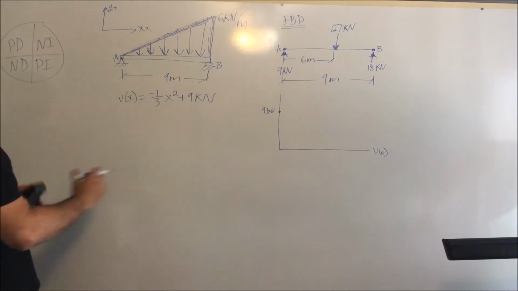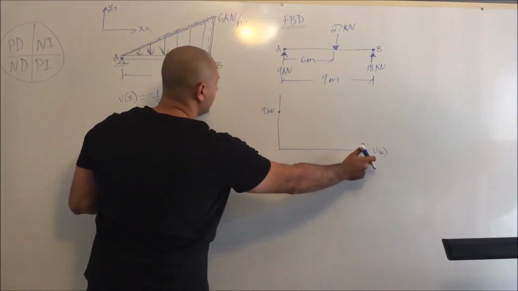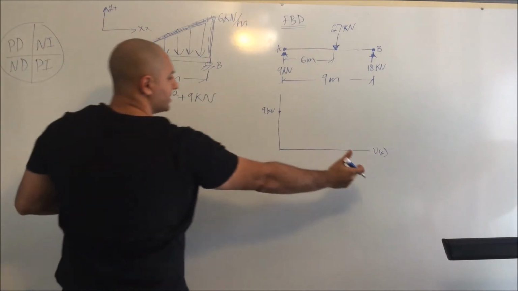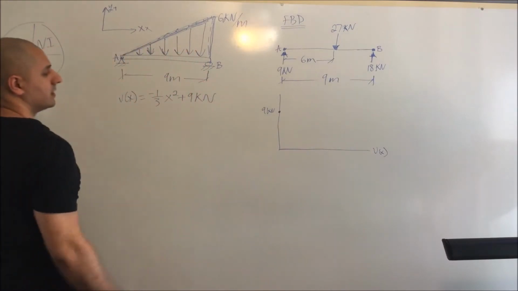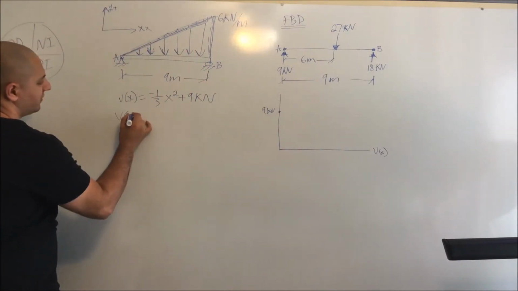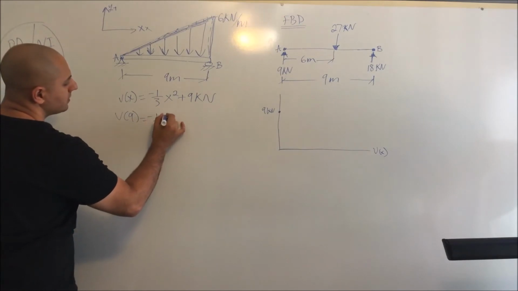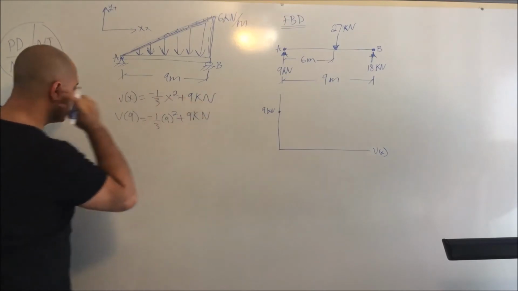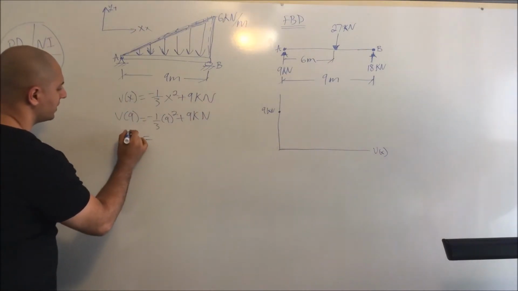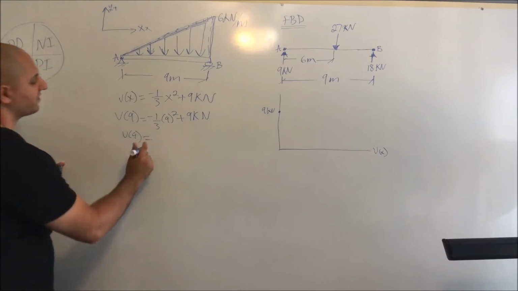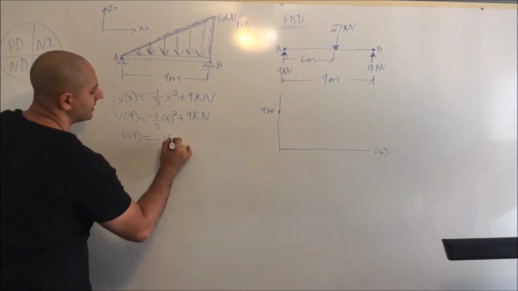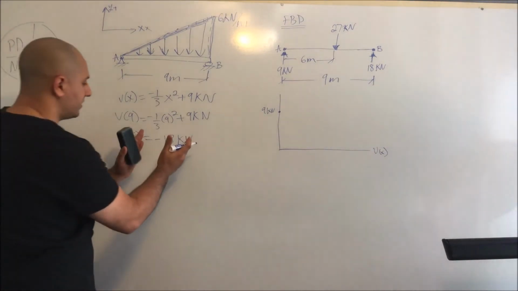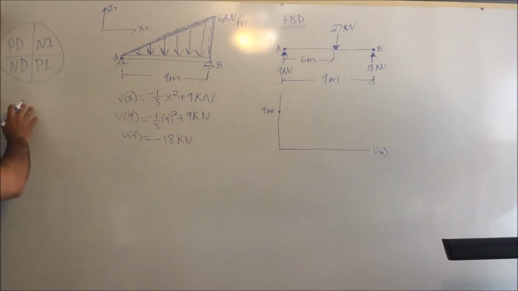What I need to do now is know exactly what happens at 9, since my distributed load continues all the way to the end at 9 meters. I want to know exactly what my shear is at this point. So V of 9 equals negative 1/3 times 9 squared plus 9 kilonewtons. Long story short, V at 9 will give me negative 18 kilonewtons. Okay? Once I solve for that force, this is where the circle kicks in.